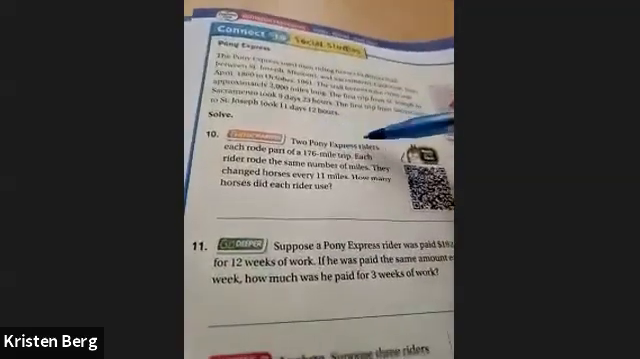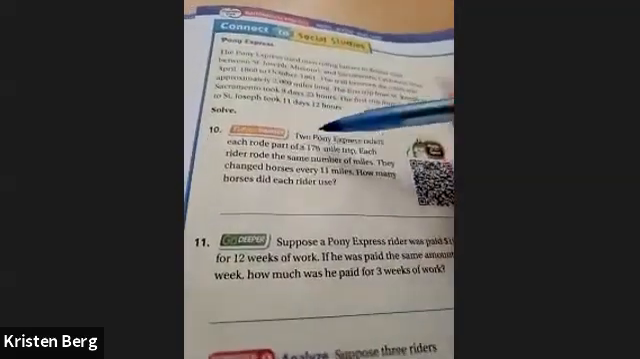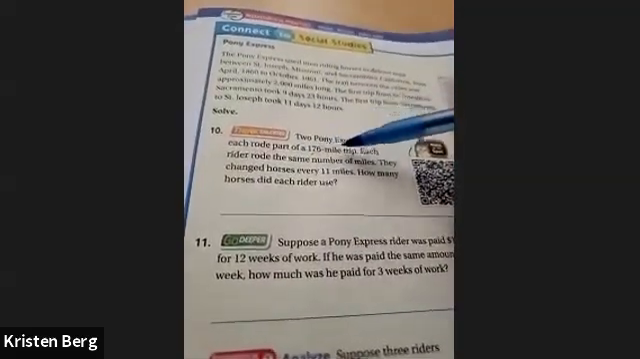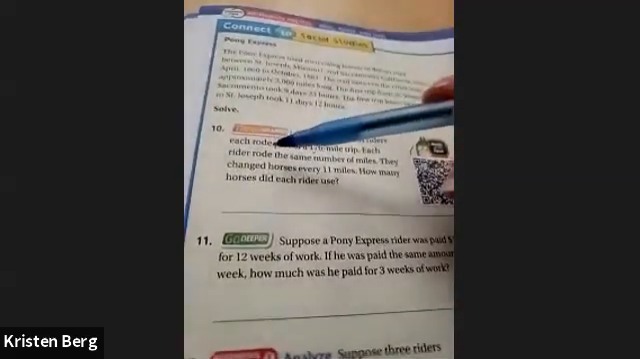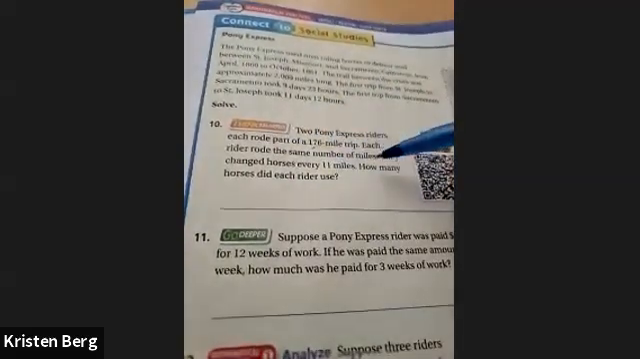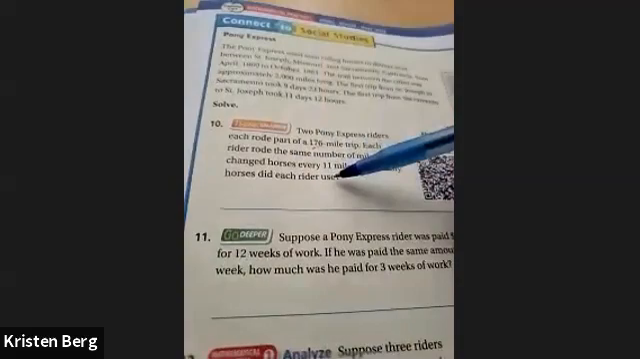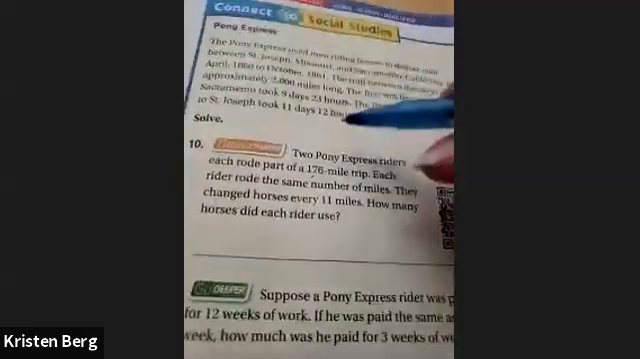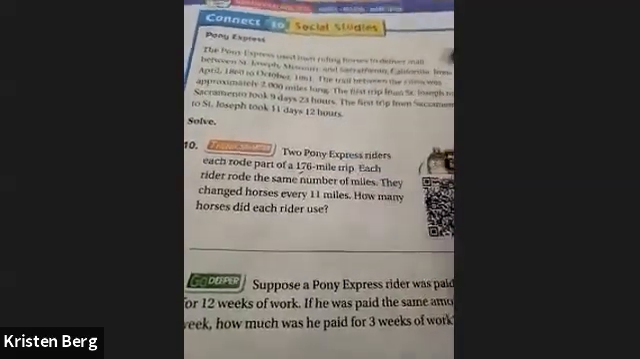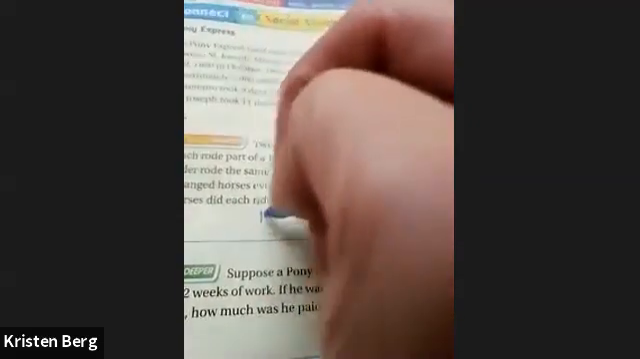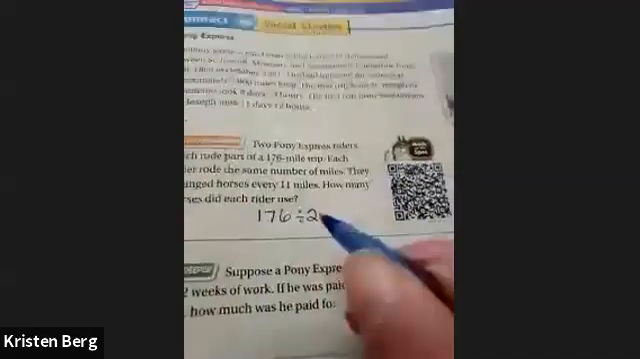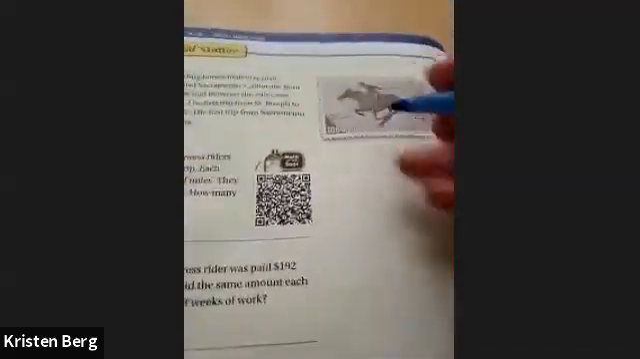So it says 2 Pony Express riders each rode part of a 176-mile trip. Each rider rode the same number of miles. They changed horses every 11 miles. How many horses did each rider use? Okay, so first of all, we have to figure out how long each rider went. So keep that in mind. We have to first figure out how many miles each rider went. So you have to divide this out first.